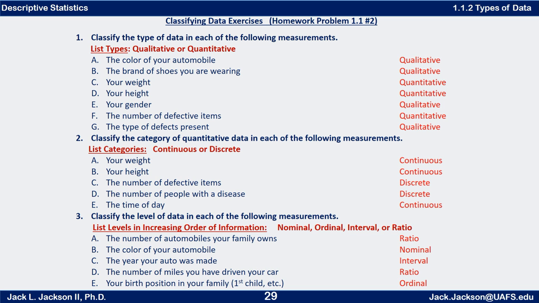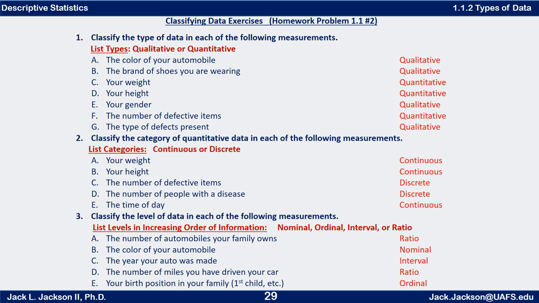Okay, the color of your automobile is qualitative. The brand of shoes you're wearing is qualitative. Your weight has a number to it, that's quantitative. Your height is quantitative. Your gender is qualitative. The number of defective items in some sample is quantitative. And the type of defects present is qualitative.